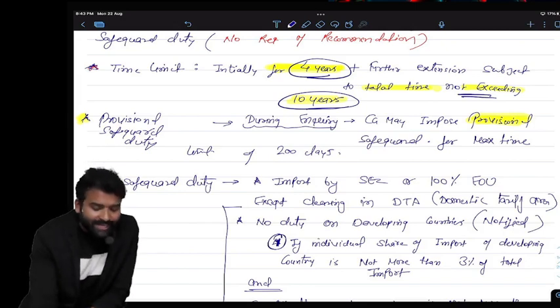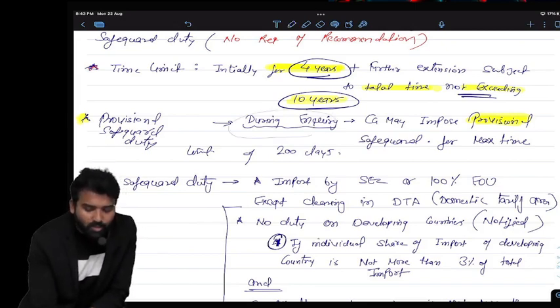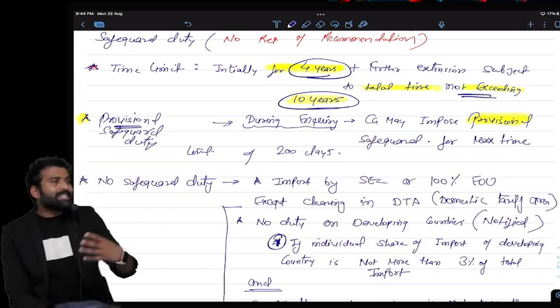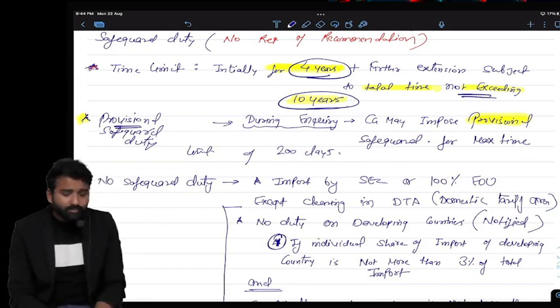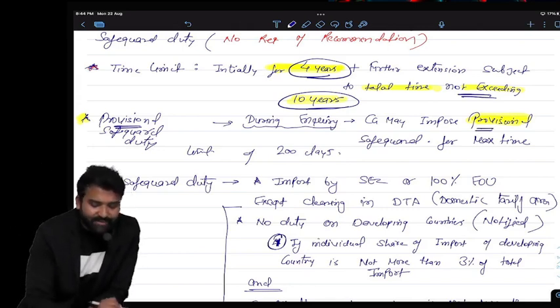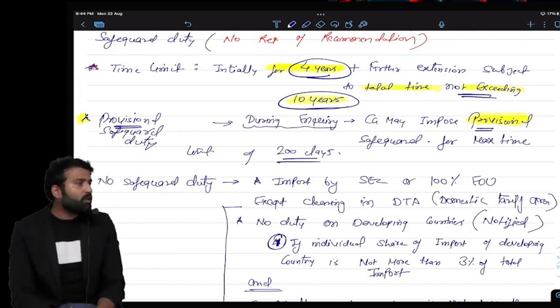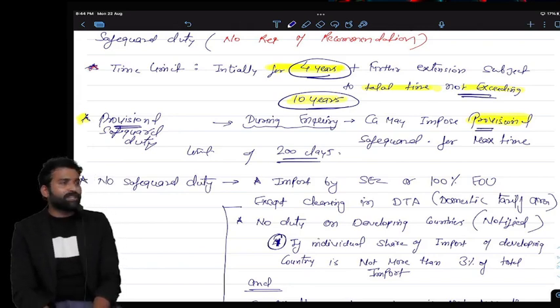During inquiry, the government may impose provisional safeguard duty. Provisional means this is not final. This is provisional safeguard duty. They may impose provisional safeguard duty, but not for more than 200 days.